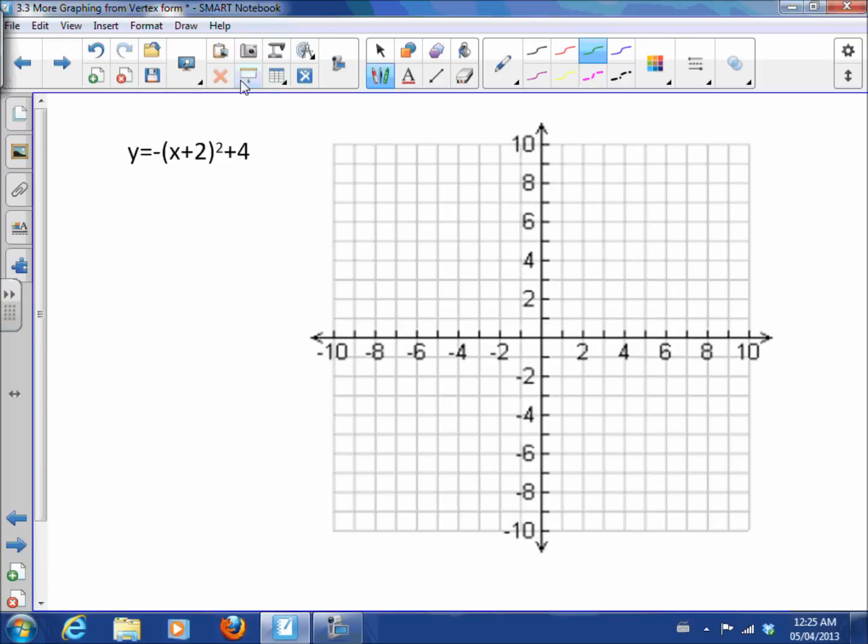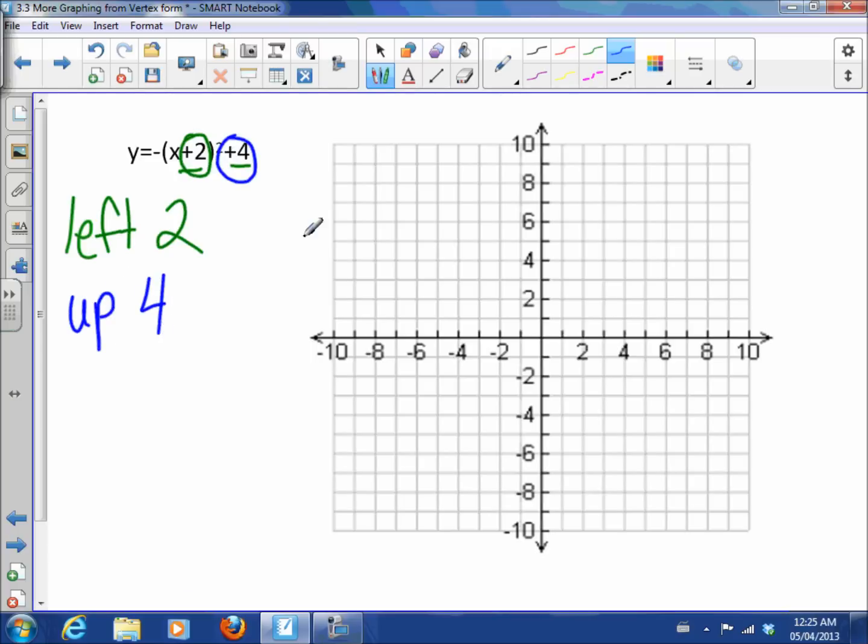Okay, so now let's look at what happens when we put that concept together with other parts. So the vertex is still the vertex, right? Remember, this plus 2 moves everything to the left 2. This plus 4 moves everything up 4, right? So that gives us a vertex at negative 2, 4. So negative 2, 4. There's our vertex. Now, the negative 1, that negative is the new part.